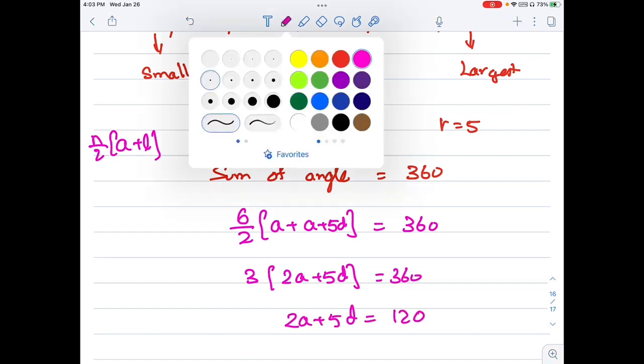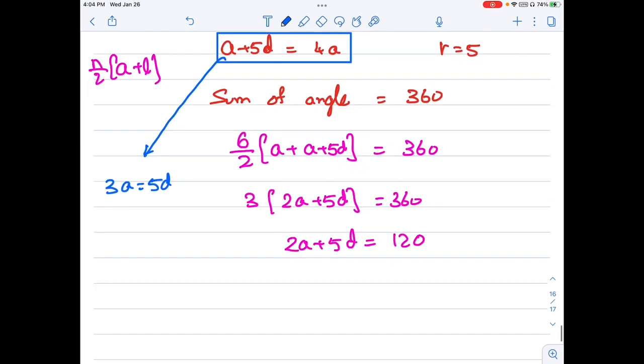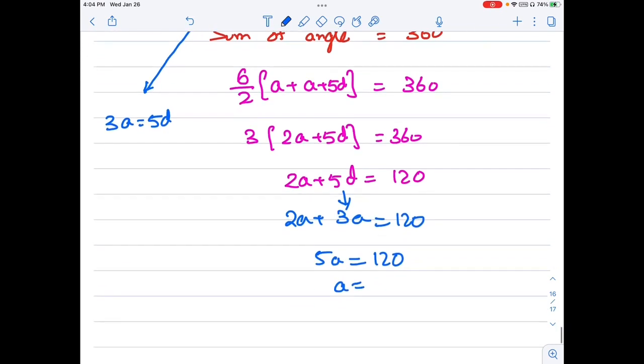From here, the condition has been given as a plus 5d is equal to 4a. From there, I can get 3a is equal to 5d. So I can replace 5d with 3a. 2a plus 3a is equal to 120. So 5a is equal to 120. A is equal to 24. A is equal to 24 degrees.